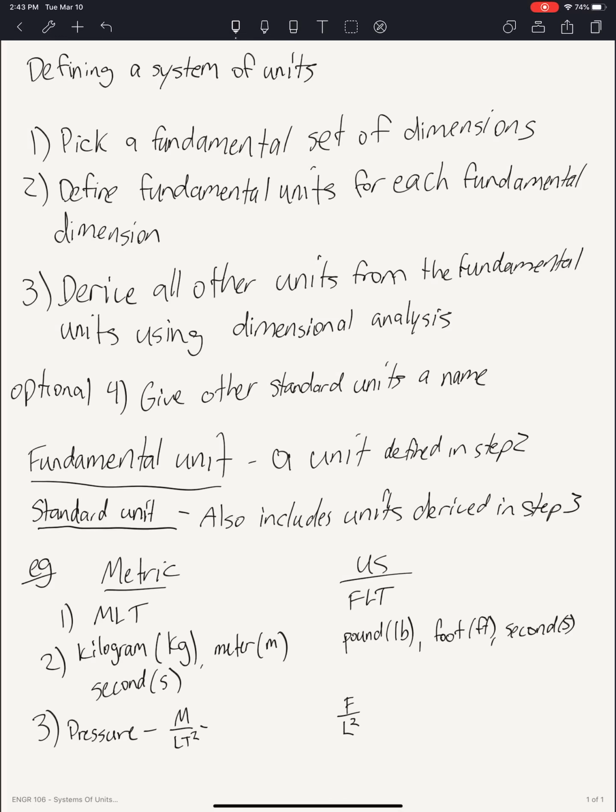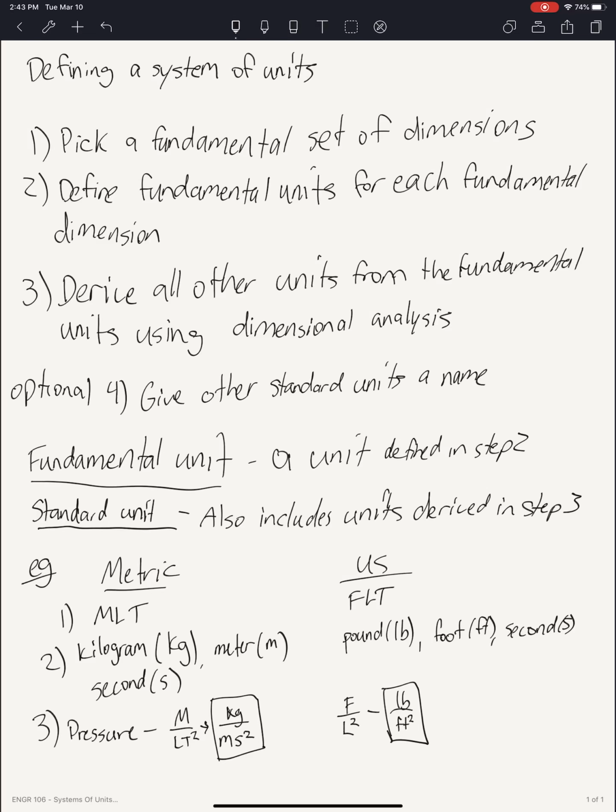This means that the unit in the metric system is the kilogram per meter second squared. This is the metric unit. Over here, this is the pound per foot squared. And that's the US unit.